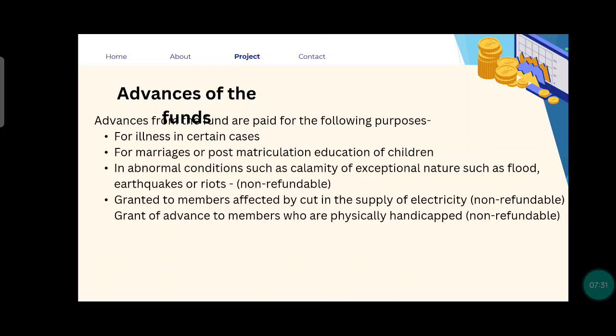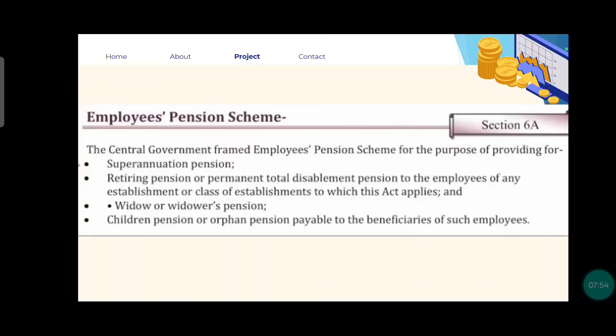Next is the advance from the fund. Some of the criteria under which employees can withdraw are: illness; marriage or education; natural disaster; and a grant to members affected by a failure in the supply of electricity, which is a disaster caused by humans.